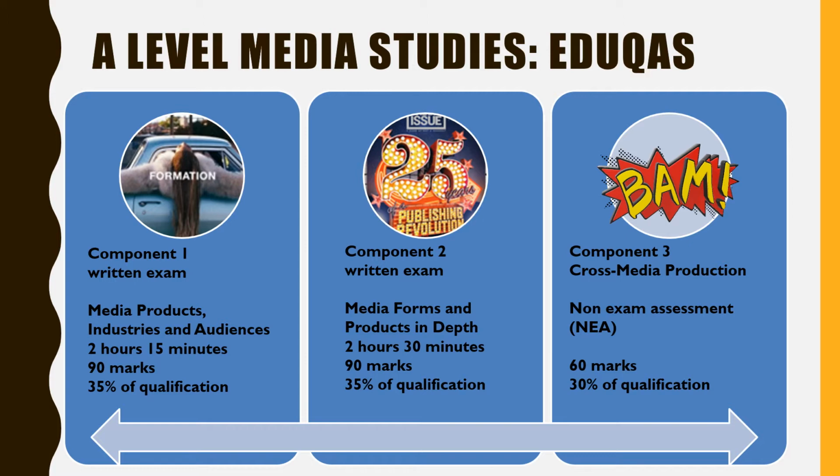Then we have component 2, again, another examination paper, and this one is on very specific products. So it's called Media Forms and Products in Depth. With this paper, you write more extended responses. In paper 1, there are a few longer responses, but on the whole, they're not essay length. Whereas in component 2, you're really writing 3 essays. And that again is worth 90 marks. It's slightly longer, 2 hours 30 minutes long, and that's worth 35% of your qualification.